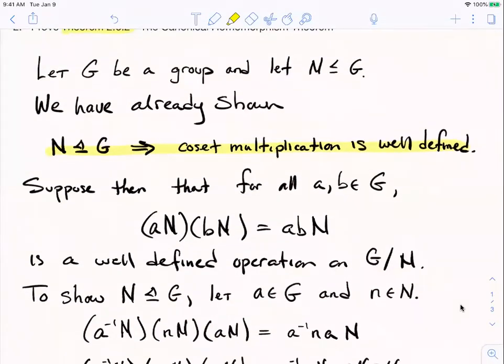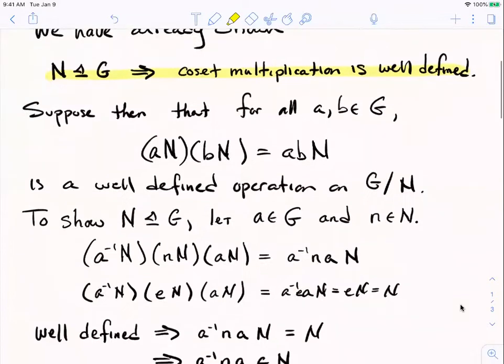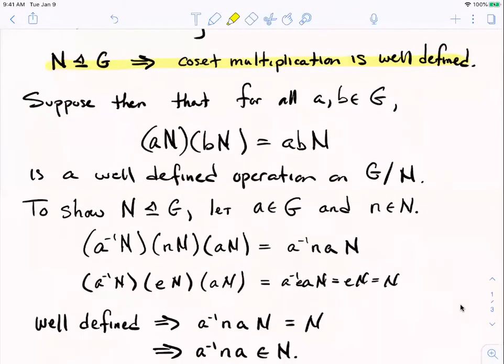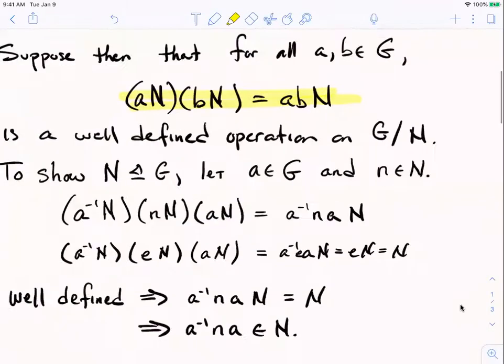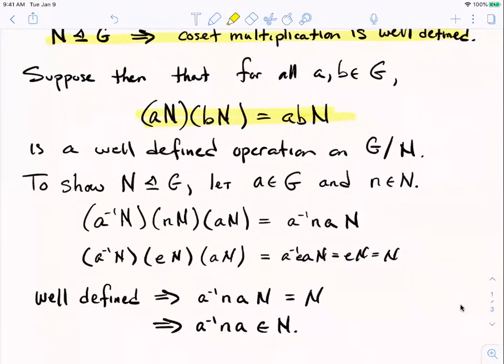So what I want to do is try to convince you that the converse of that is true. So let's suppose I have some subgroup of the group G, called N, and let's suppose that this operation of multiplying cosets by multiplying their representatives is well defined, in the sense that if you use different representatives for the cosets, you'll always get equivalent answers. That's going to be my assumption, and then I want to show that N is normal. You can take a second to review the definition of normal, but to show that a subgroup is normal, I basically have to pick an element in the group and an element in the subgroup and show that the sandwich, as we usually call it, belongs to the subgroup.